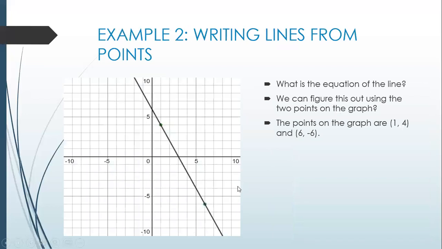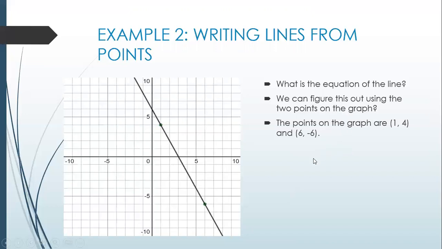All right, second example, writing a line from points. We have a picture of a line, but we want to know what the equation of that line is. To figure this out, sorry, this should be a question. Why is that a question? We can figure this out using 2 points on the line. It's not a question. But the points on the graph are (1, 4) and (6, negative 6). So you should be able to identify what the points on the line are.